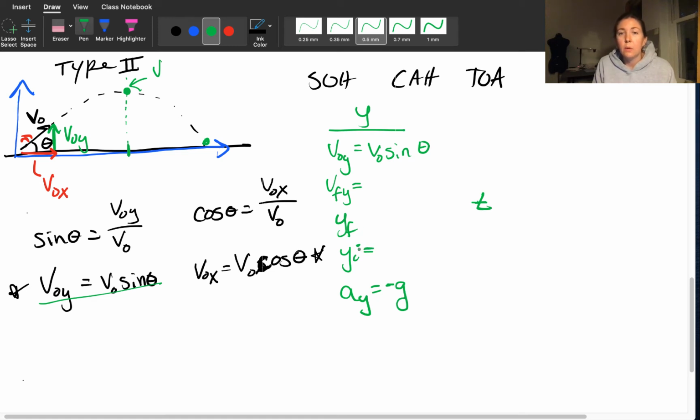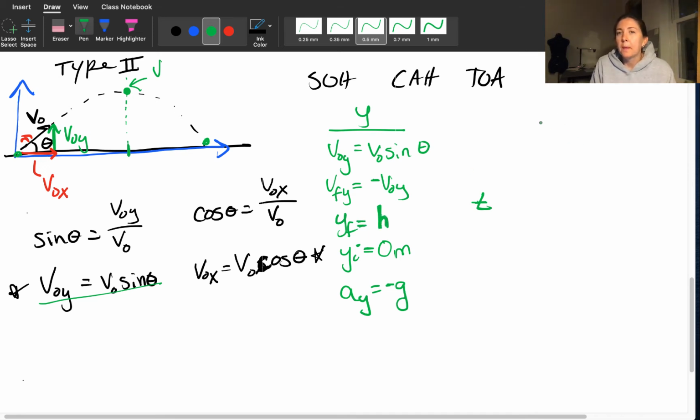Regardless, the initial position in the y direction is 0 meters, right? Because it starts here. Okay. So let's do the whole thing. Velocity final is going to be negative v naught y. And our final position is going to be the height.